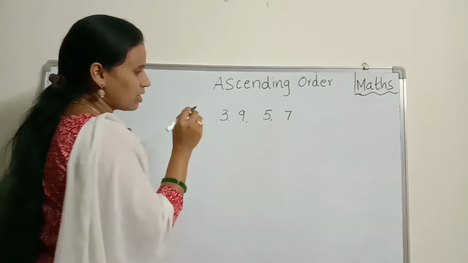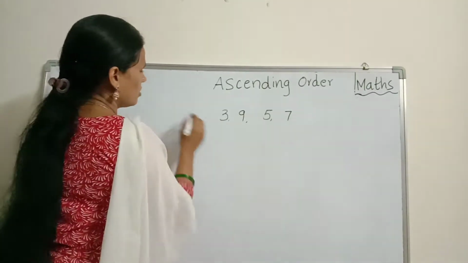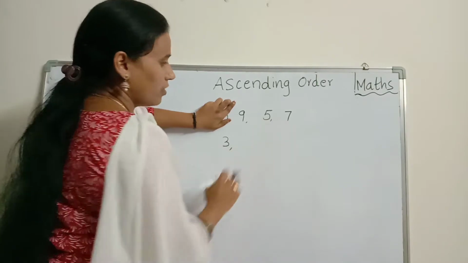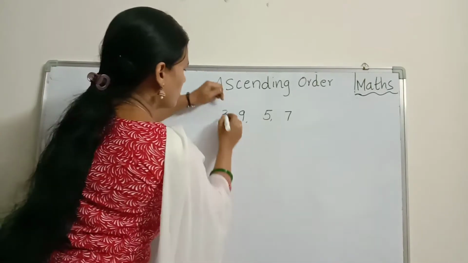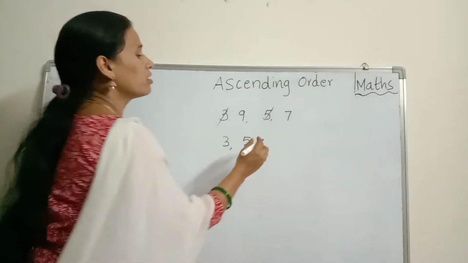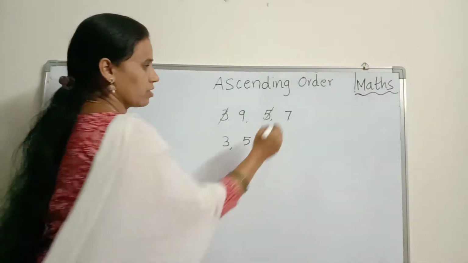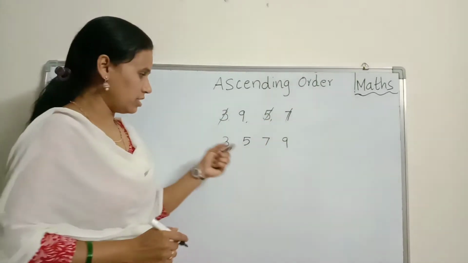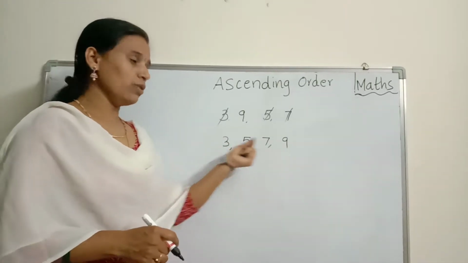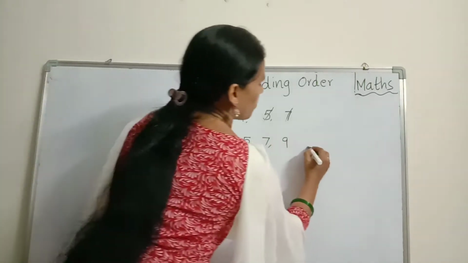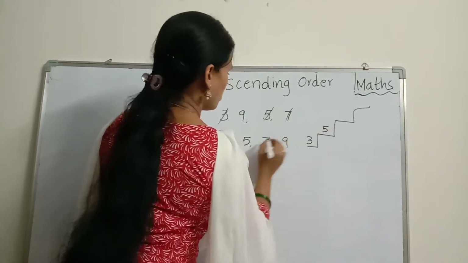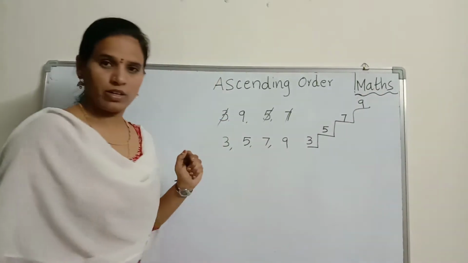Now, tell me children, which is the smallest number? 3. 3 is over. Now, 9, 5, 7. Which is the smallest number? 5. Now, 9 and 7 are there. Which is the smallest number? 7. After that, 9. This is it. Ascending order means we arrange numbers from small number to big number. This will also be written like this only. Stepwise. Okay. 3, 5, 7, 9. Okay children.